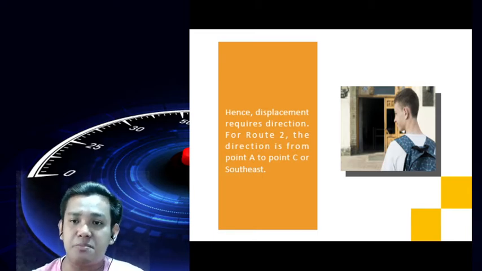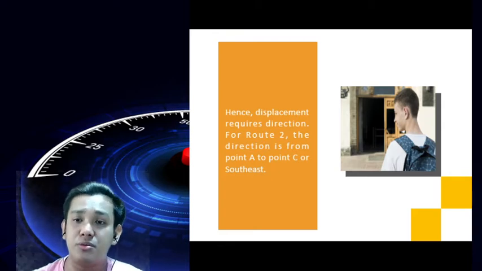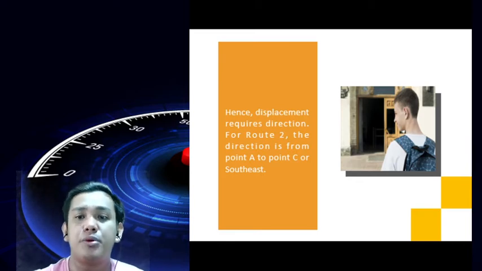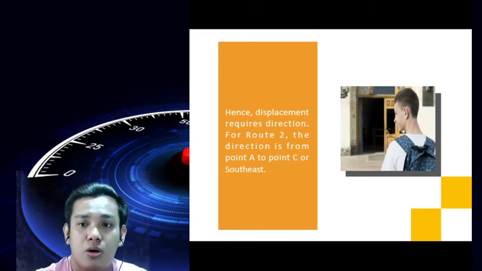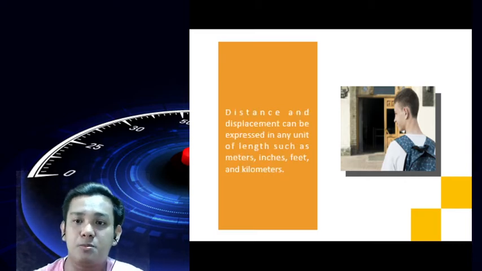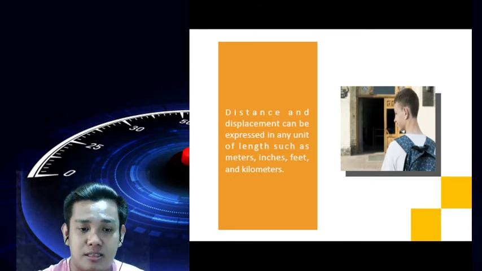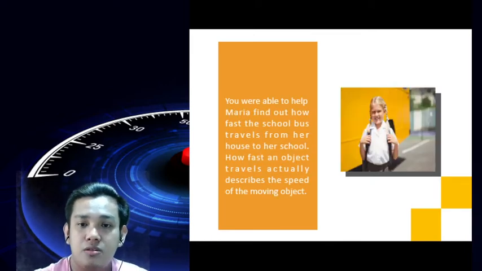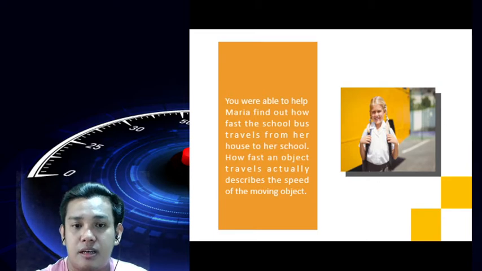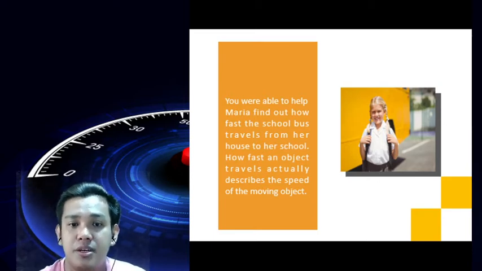Hence, displacement requires direction. For route 2, the direction is from point A to point C, or southeast. So, the distance and the displacement can be expressed in any unit of length such as meters, inches, feet, and kilometers.